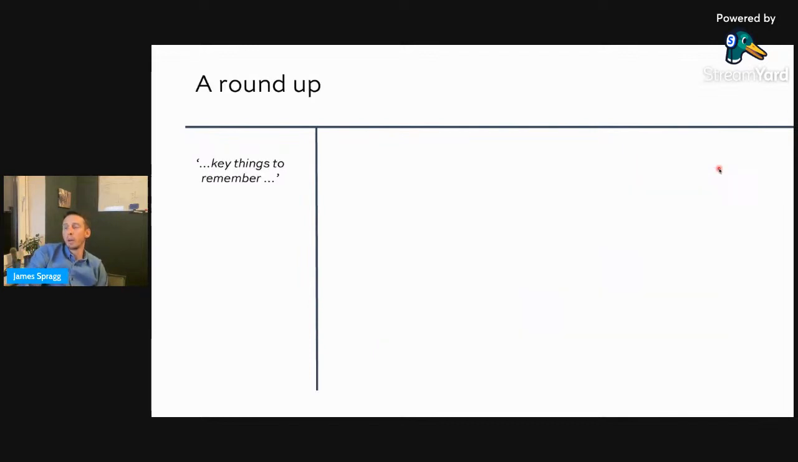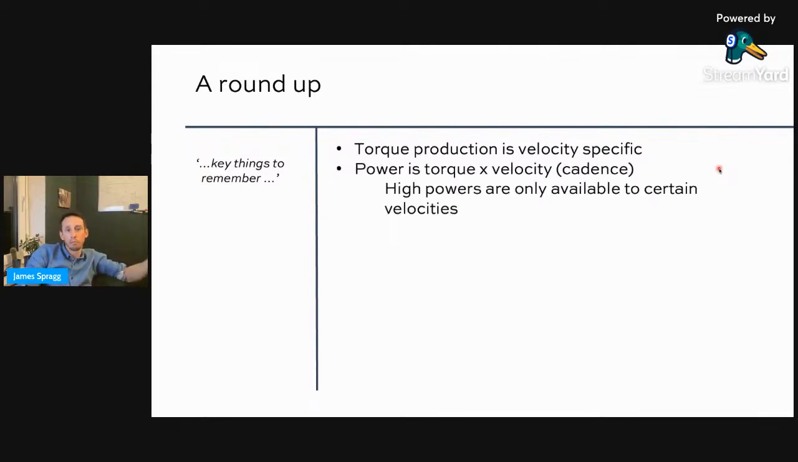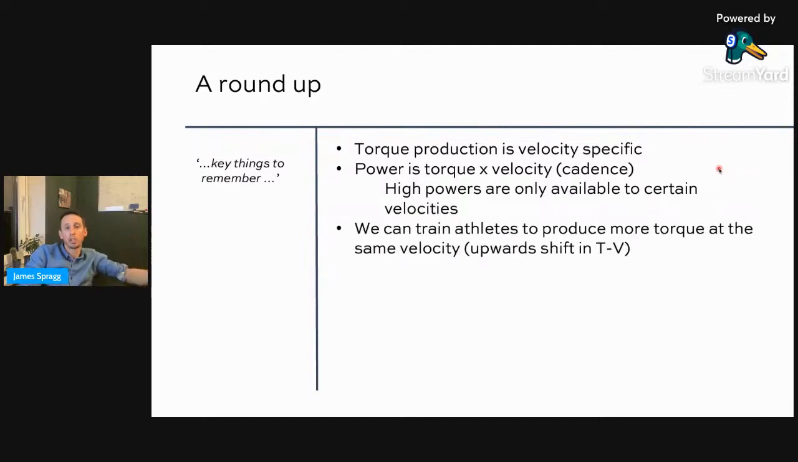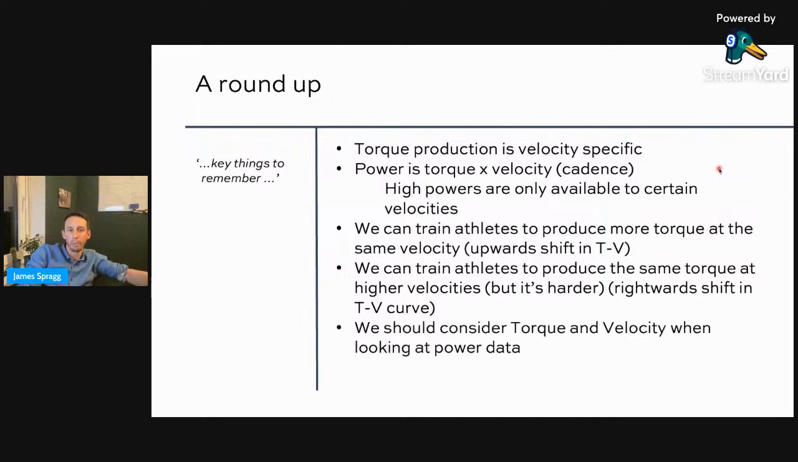So a little bit of a roundup. Torque production is velocity specific. Power is torque times velocity, cadence in cycling, but the highest powers are only available at certain velocities. We can train the torque velocity relationship, so we can train athletes to produce more torque at the same velocity, so an upward shift. We can also train athletes to produce the same torque, but at higher velocities, again increasing power, but that's a little bit harder to do.